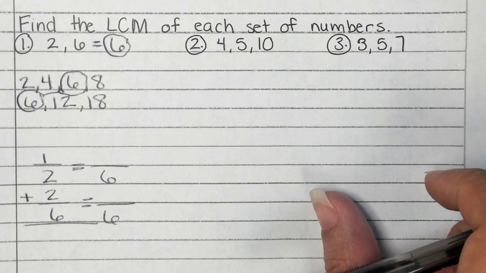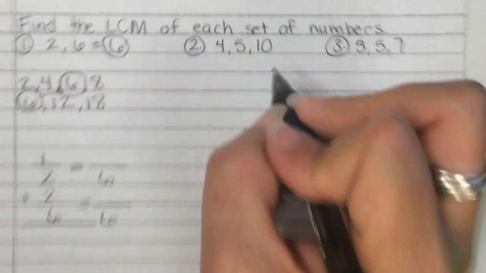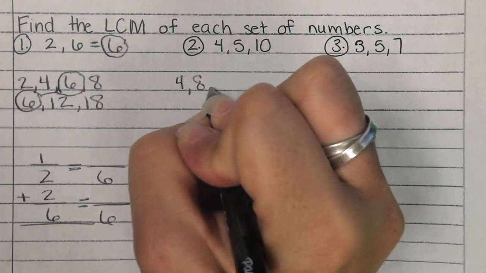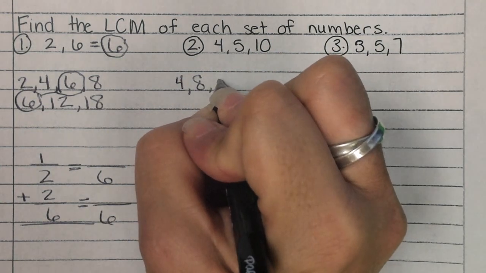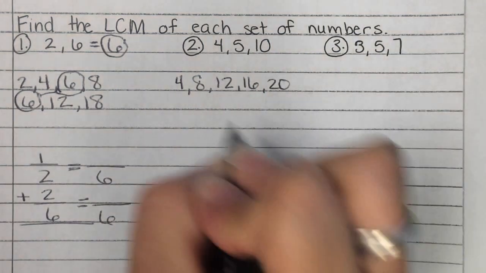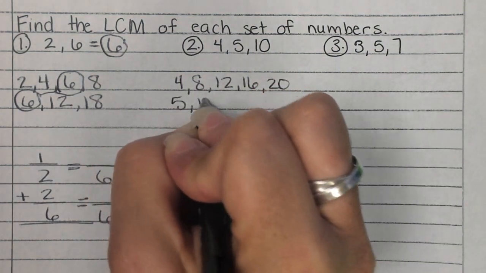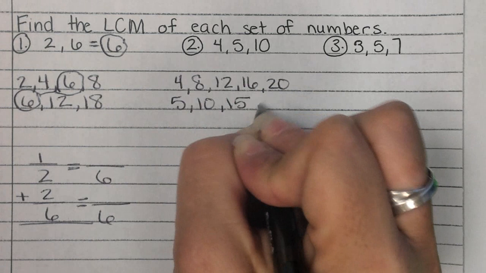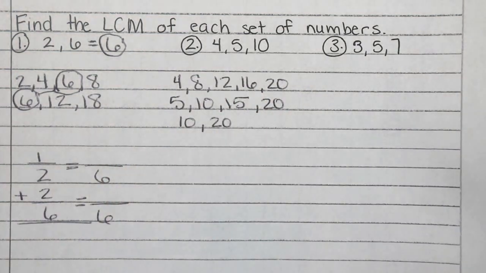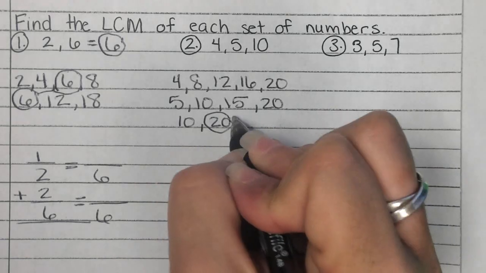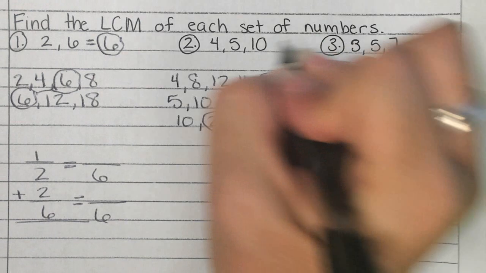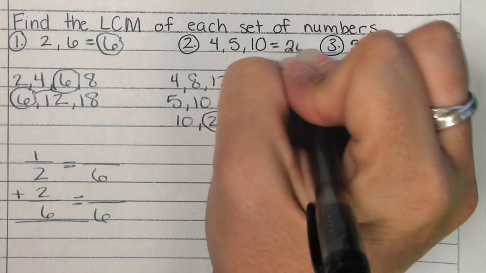Okay. It's early in the morning, so my brain's still trying to pick all this out. We got 4, so if I skip count by 4s, and I skip count by 5s, and I skip count by 10s, the first one that I touch, the least common multiple, is 20.